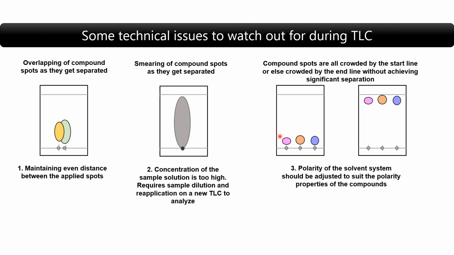Another problem students may run into while doing TLC experiments is that they would observe either all the compounds are crowded by the starting line, that none of those compound spots have moved that far across the plate, so there are no significant differences between the RF values, or else all the compounds have moved all the way up to the stop line. So again, there are no significant differences between the RF values for each of these compounds.